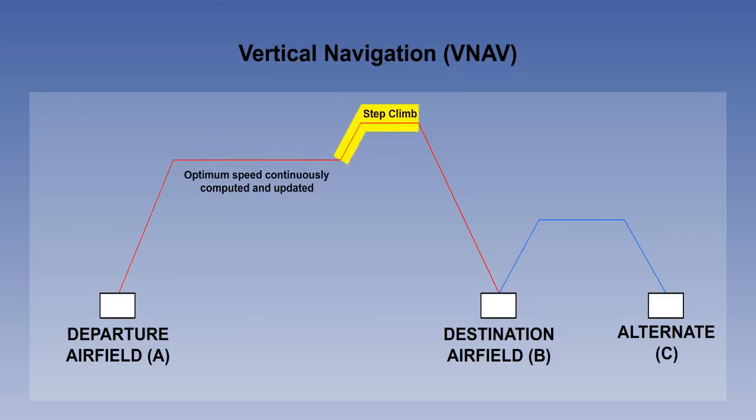There may come a point along the route where the aircraft is now light enough to make it worthwhile continuing the cruise at a higher flight level, subject to air traffic constraints. This is called a step climb.